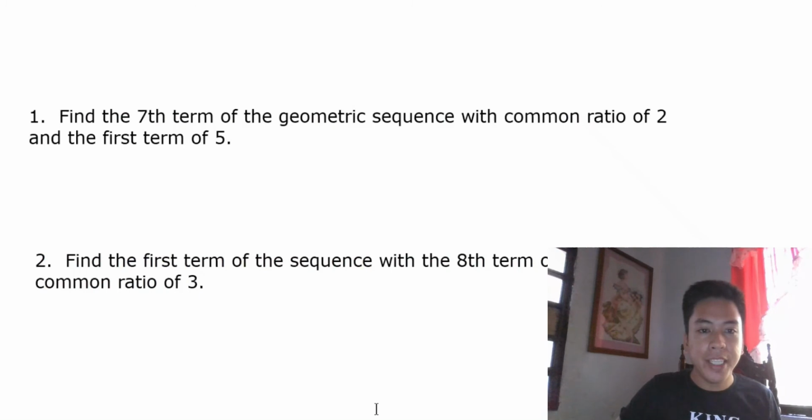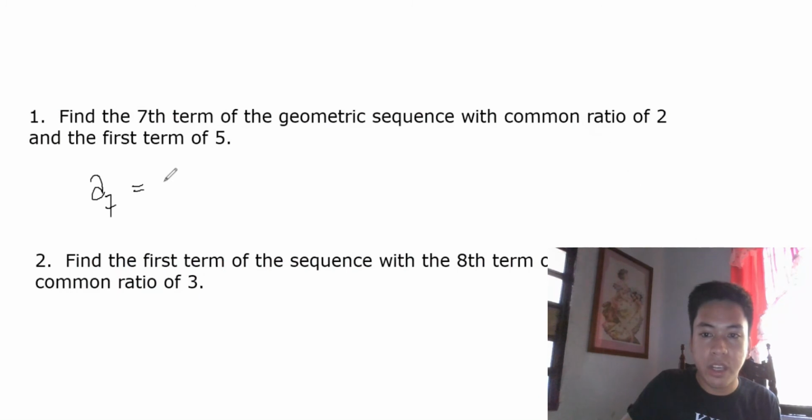Okay, so let's consider this example. Number 1, find the seventh term of the geometric sequence with a common ratio of 2 and the first term of 5. So, solving for the seventh term, that's going to be a sub 7 equals a1 r to the 6, because that's 7 minus 1.